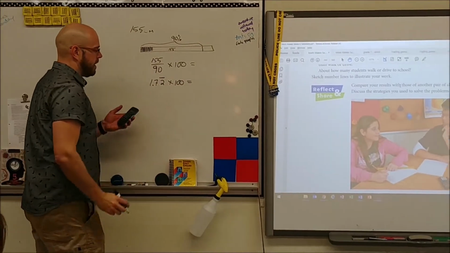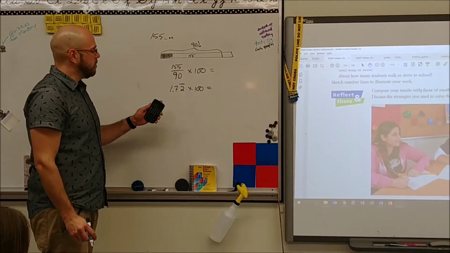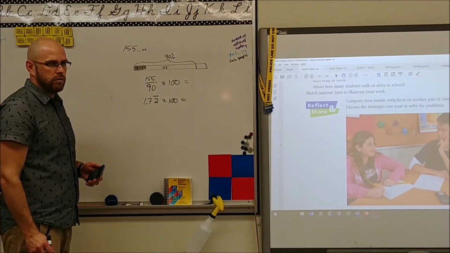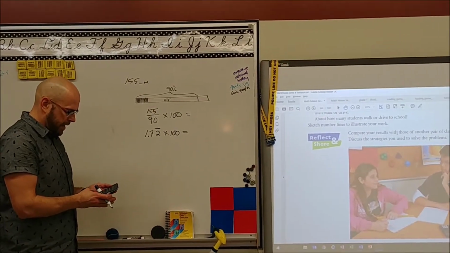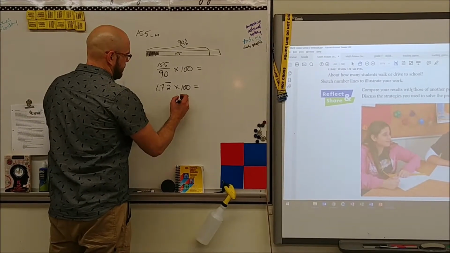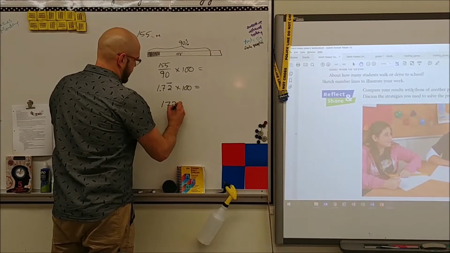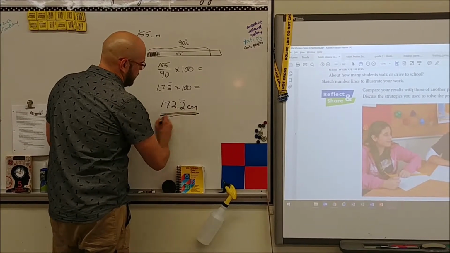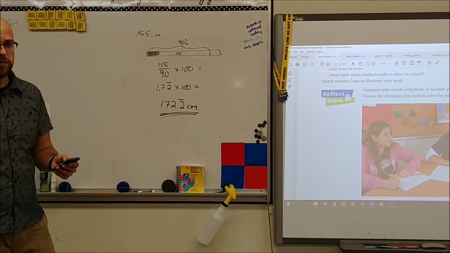Okay, I'm getting there. So I know 1% of her height is 1.722222222. Now I need to times it by 100 because I know what 1% is, but I want to know 100%. That's going to be 172.2 centimeters tall. That's what she can expect to be when she's full grown.